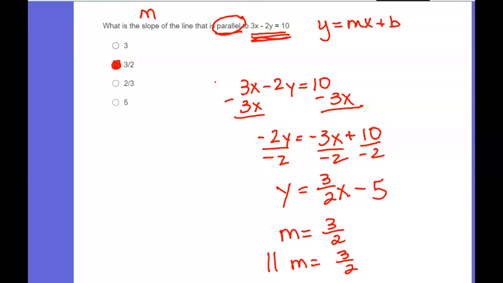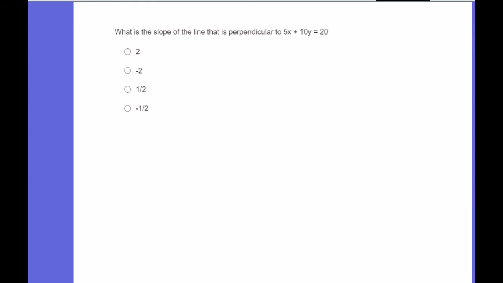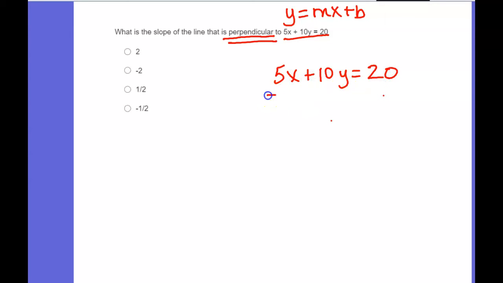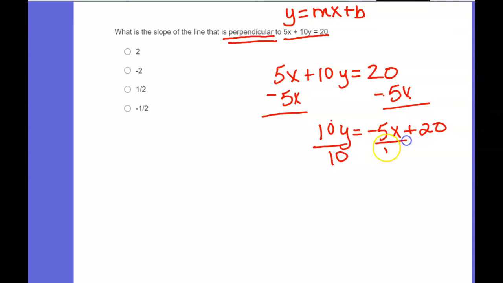Okay, let's look at the next one. What is the slope of the line that is perpendicular? Key word here is perpendicular. Again, we need to look at this equation and put it into slope-intercept form in order to get the slope. It's all about the slope here. So we're going to do it by taking the equation 5x plus 10y is equal to 20. We're going to start by subtracting 5x from both sides. When we do that, we get 10y is equal to -5x plus 20. Then we're going to divide both sides by 10. y is equal to -5/10, which simplifies to -1/2 x, and 20 divided by 10 is 2.